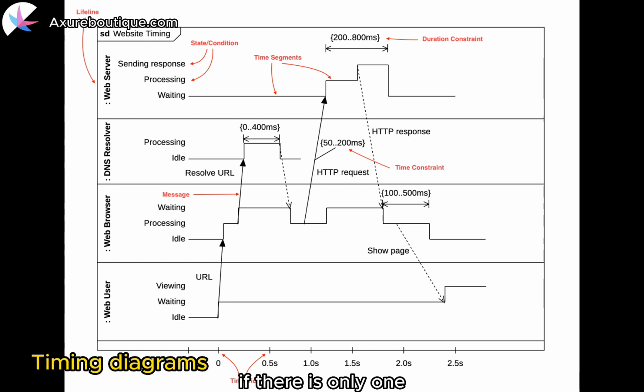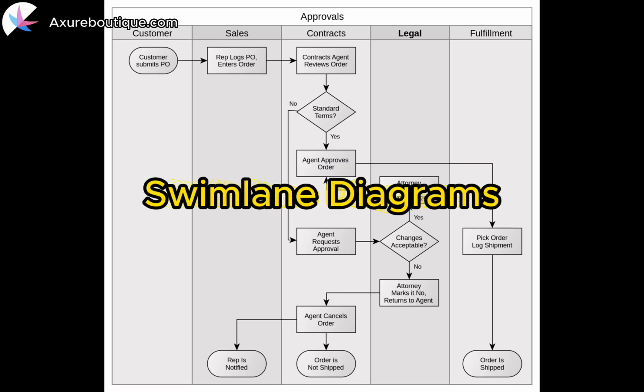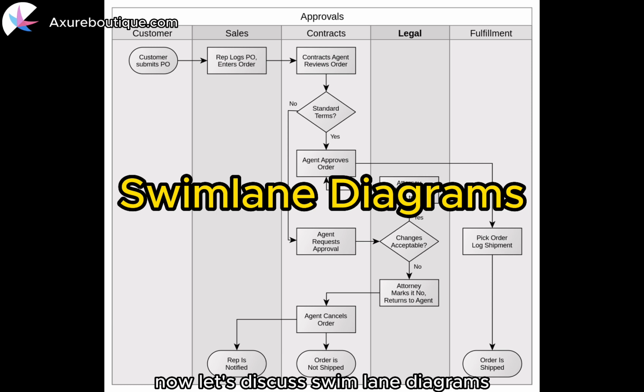If there is only one object involved, the diagram is simple and straightforward. However, if multiple objects are involved, a timing diagram is used to show how they interact with each other during that specific time frame. UML is not commonly used in product management, but it is frequently used by programmers for program design. Now let's discuss swimlane diagrams.